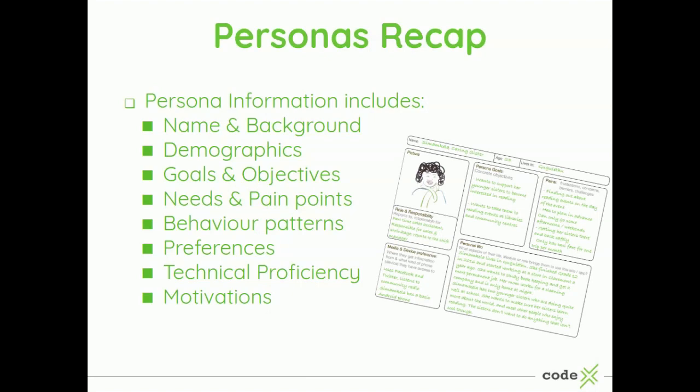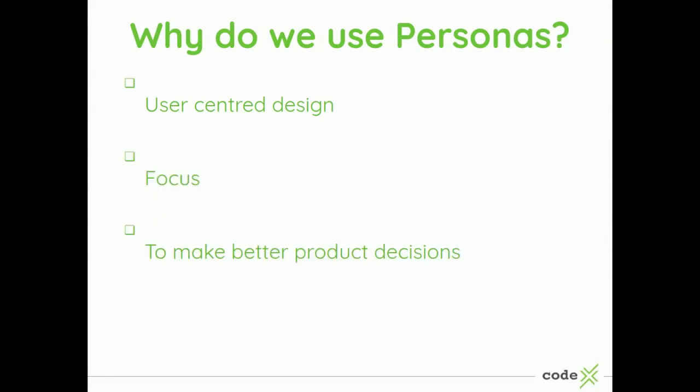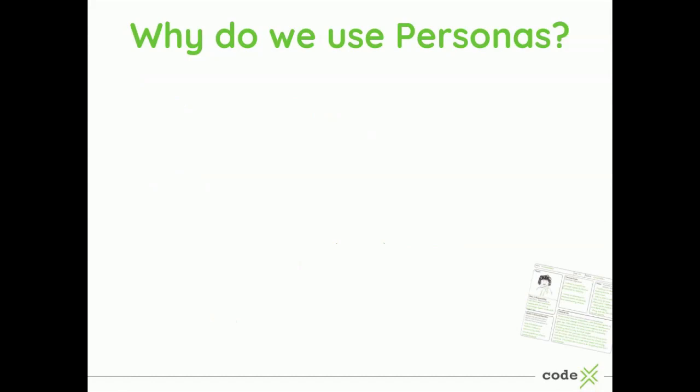So when building our personas, we need to make sure that we cover all of these aspects so that we can build software that meets our users' requirements. Why do we use personas? We use personas to create a user-centered design focus, to make better product decisions, and for validation. So let's dive into what these four factors mean.